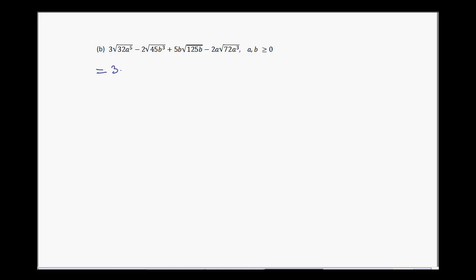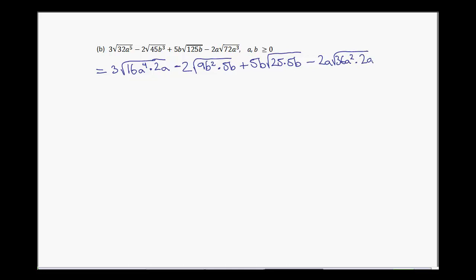All right, our first radical, 3 root 32a to the 5th, can have a perfect square of 16a to the 4th factor out, leaving 2a. Our second radical can be minus 2 square root, and a 9b squared can be factored out, leaving us with 5b. Our next radical, plus 5b square root, can be factored out to 25, leaving us with 5b. And lastly, minus 2a square root, can factor out a 36a squared, leaving us with 2a.